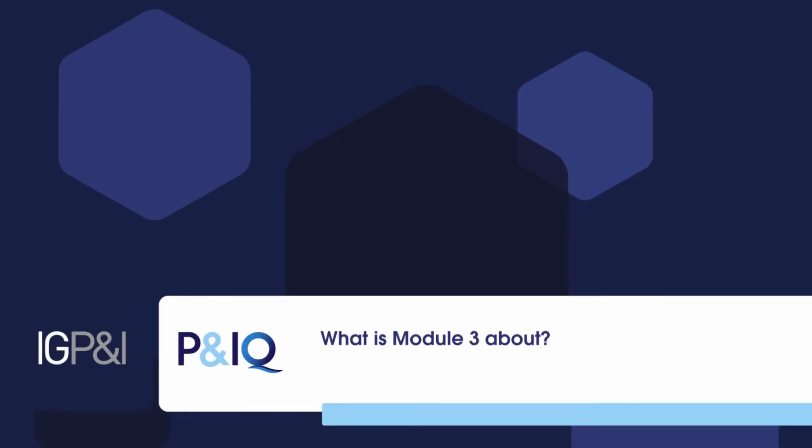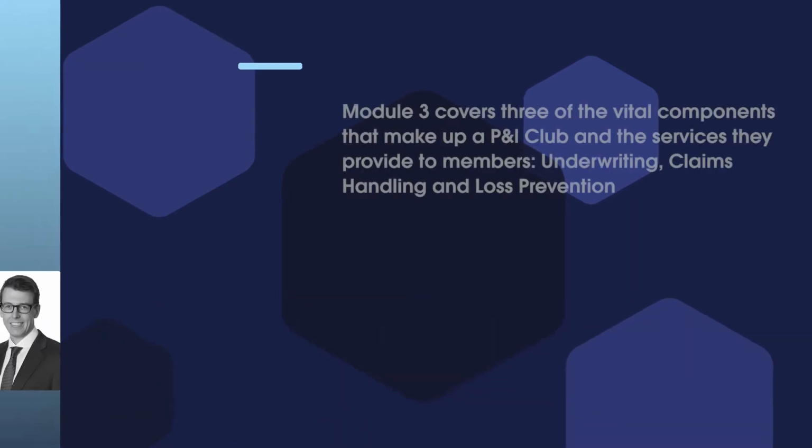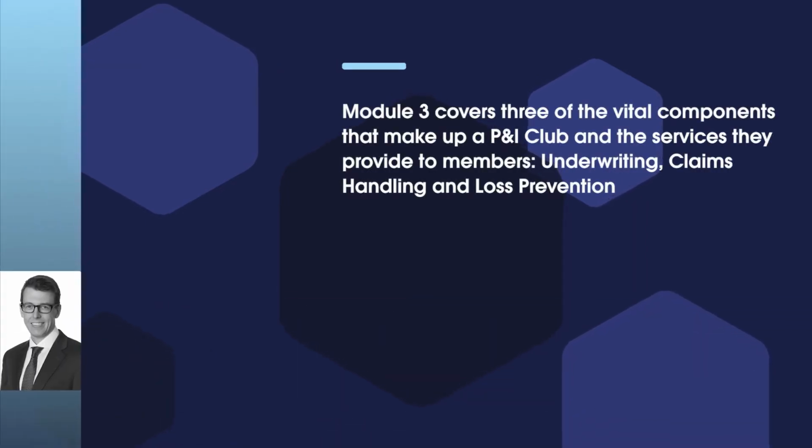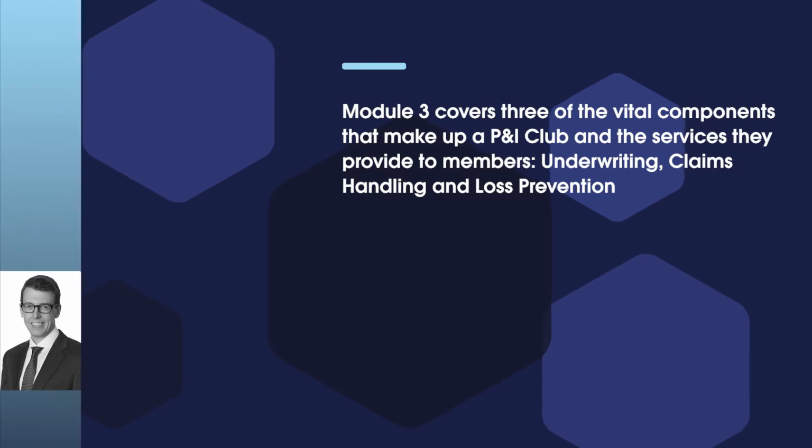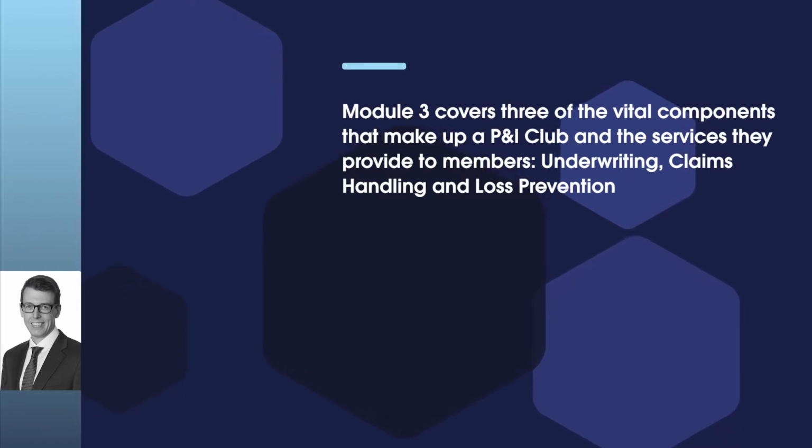What is Module 3 all about? Module 3 covers three of the vital components that make up a P&I Club and the services they provide to members. These are underwriting, claims handling, and loss prevention. This module builds on the foundation blocks of Modules 1 and 2.